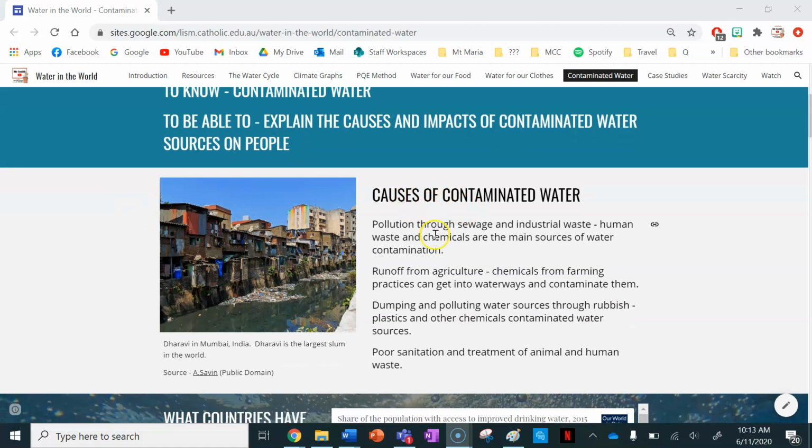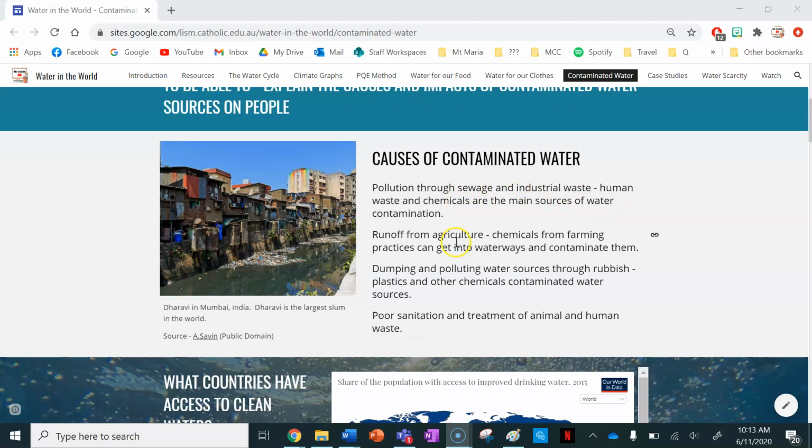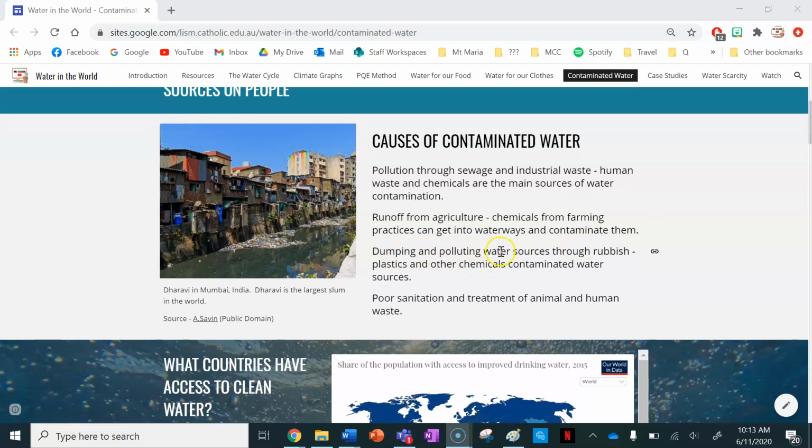So let's have a look at the causes of contaminated water. The first cause is pollution, through sewage and industrial waste. Human waste and chemicals are the main sources of contamination, so mainly industrial waste. The next one is runoff from agriculture. Chemicals from farming practices can get into waterways and contaminate them. The third one is dumping and polluting water sources through rubbish. Plastics and other chemicals contaminate water sources.